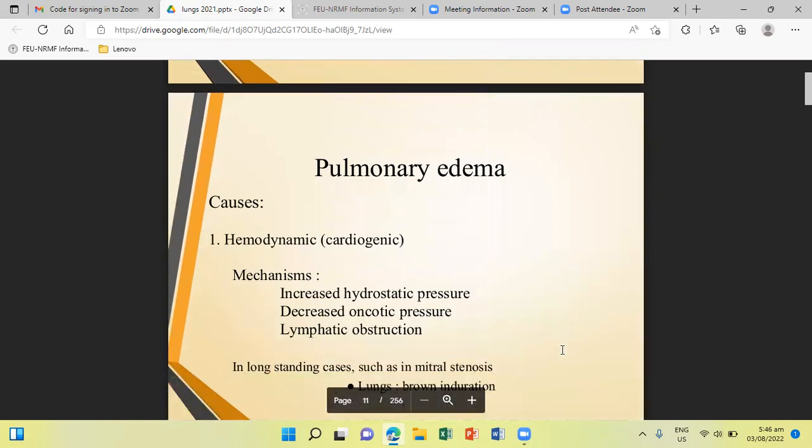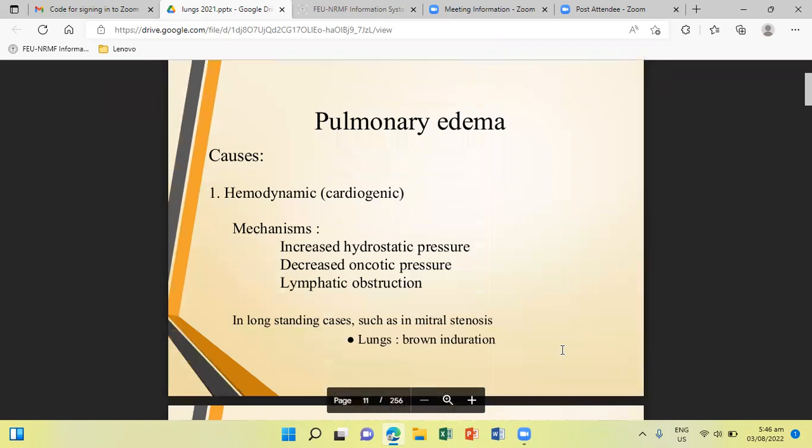When you talk of pulmonary edema, there are many causes, one of which is increased hydrostatic pressure, and this is often associated with left-sided heart failure, volume overload, or pulmonary vein obstruction. There are many causes. It may be, for example, long-standing, like in patients with mitral stenosis.